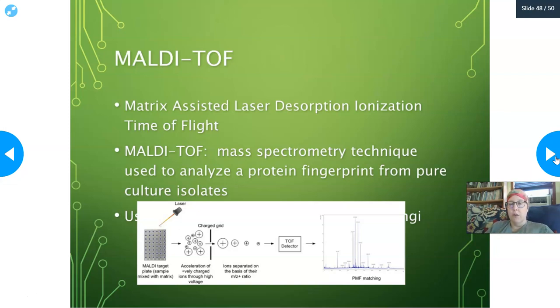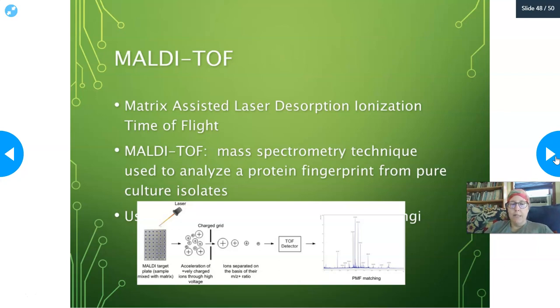inserted in MALDI, is the MALDI-TOF one. So MALDI-TOF stands for Matrix-Assisted Laser Desorption Ionization Time of Flight. That is a mouthful. So the first part, the MALDI part, is how it treats the sample, and the time of flight is how it detects it. So it uses mass spectrometry to detect and identify different bacteria.